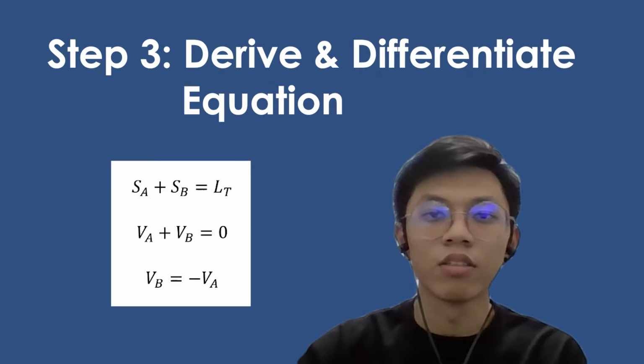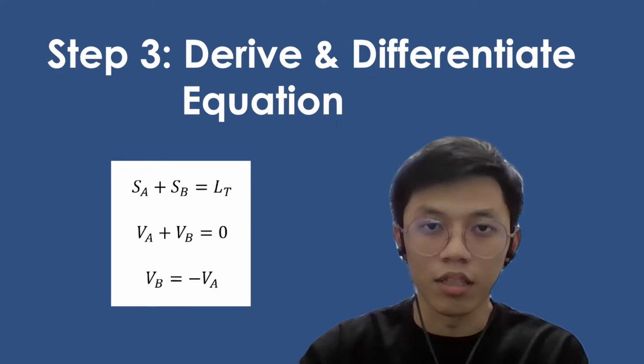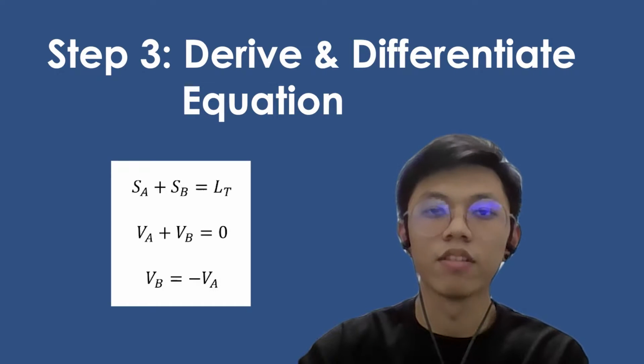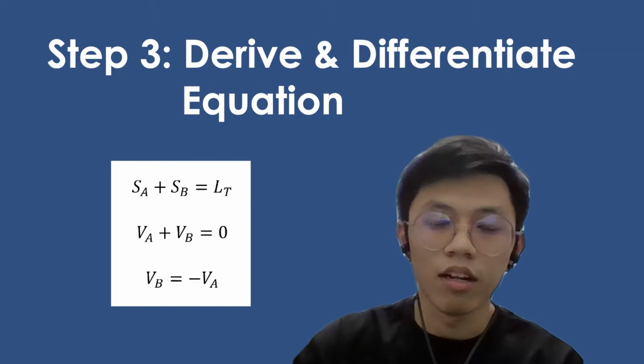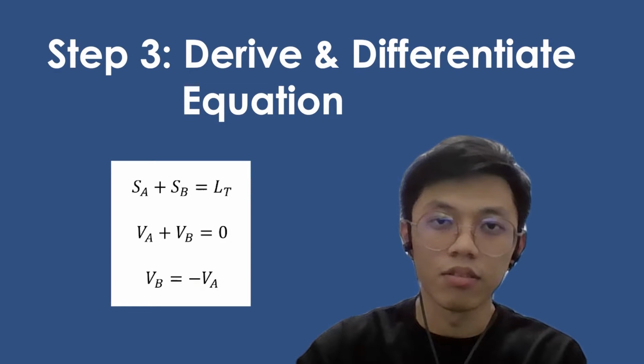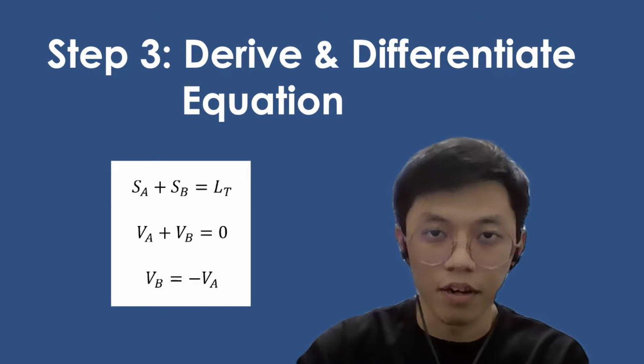The equation for the total length of the cord is then derived. To find the velocity of the object, the equation for the total length of the cord is differentiated with respect to time. Since the total length of the cord is constant, the differentiation will give 0. By substituting the given velocity of an object, the velocity of another can be found.